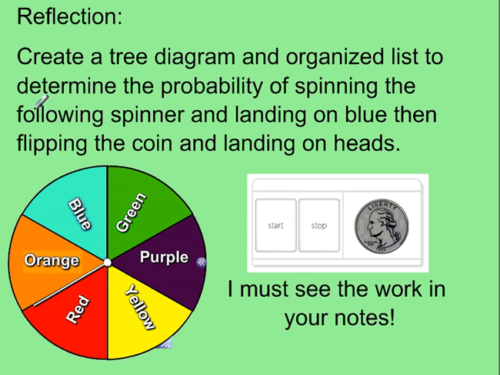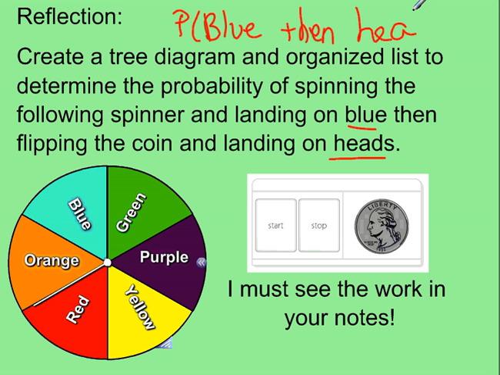All right, so your reflection is: create a tree diagram and an organized list to determine the probability of spinning the following spinner and landing on blue, then flipping the coin and landing on heads. So we're looking for the probability of blue, then heads. If I don't see the work in your notes tomorrow, it doesn't count. I will be checking, okay? So, best of luck. Can't wait to see what you guys come up with.